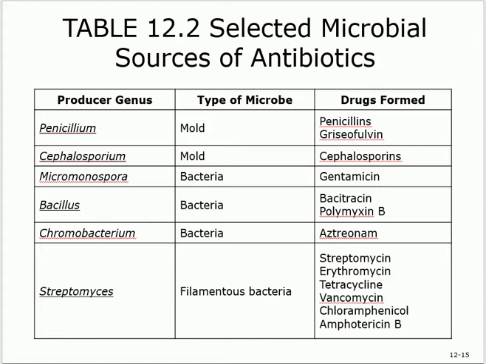Okay? The other two are molds. Penicillium is a mold. Cephalosporium is a mold. It's a fungus, right? What's the name of the antibiotic that comes from the mold, the fungus Penicillium? Penicillin. Cephalosporium, cephalosporin. Okay? So you see the names here. What I mentioned is the most important, which is in the previous slides.